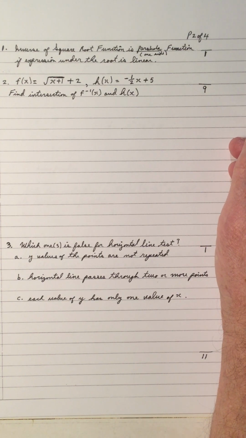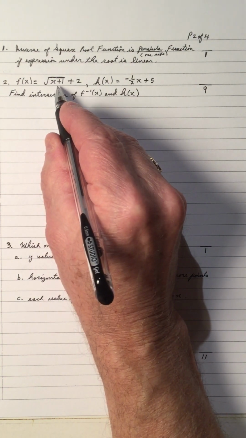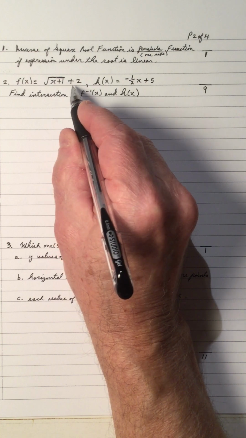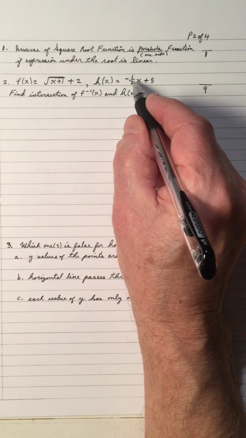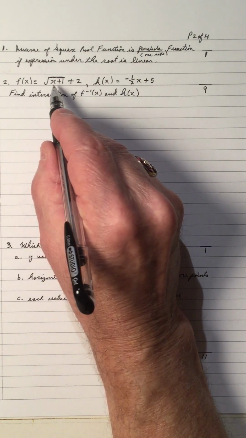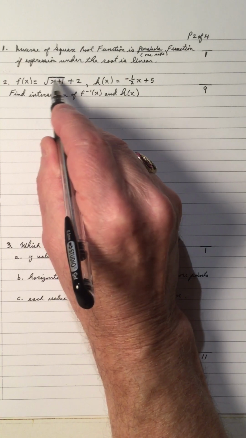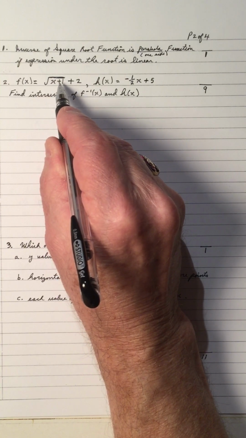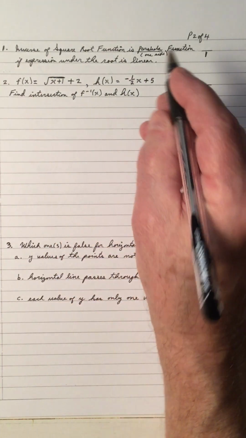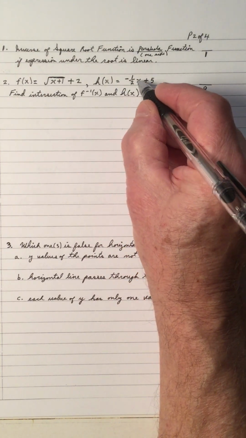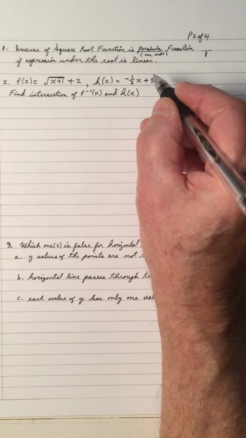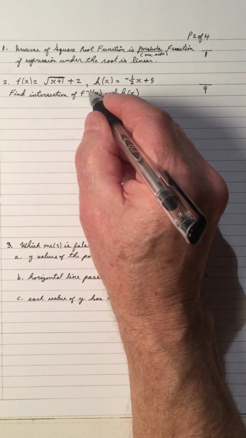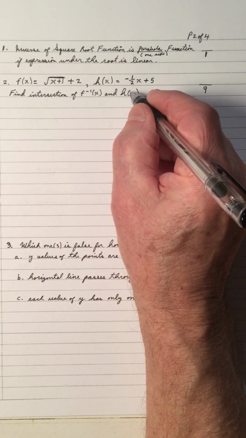And now we have f of x equals the root of x plus 1 plus 2, and h of x is the negative half x plus 5. This is a root equation, which is related to half of a parabola, and this is a linear, y equals mx plus b. So, find the intersection of f to the negative 1 and h.